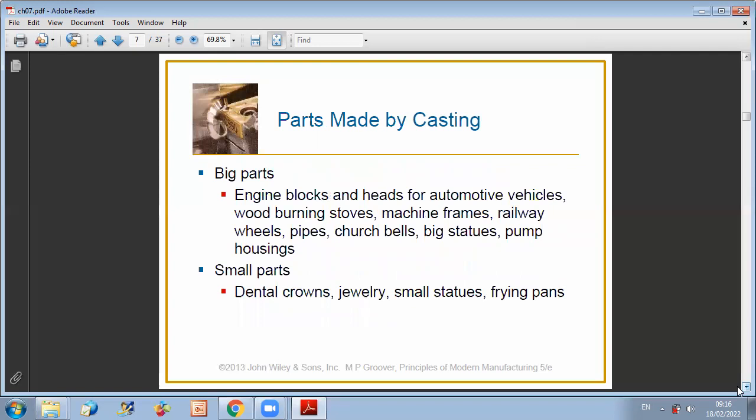Now, the advantage of casting is that it allows us to create very different geometries and a very large difference in scale of sizes. So we can produce big parts and very small parts. Examples of big parts that are made by casting include engine blocks, heads of automotive vehicles, machine frames, wheels, pipes, church bells, pump housings. So all of these can be made by casting. On the other hand, it can also be used to produce small parts such as dental crowns, small statues, jewelry, etc.